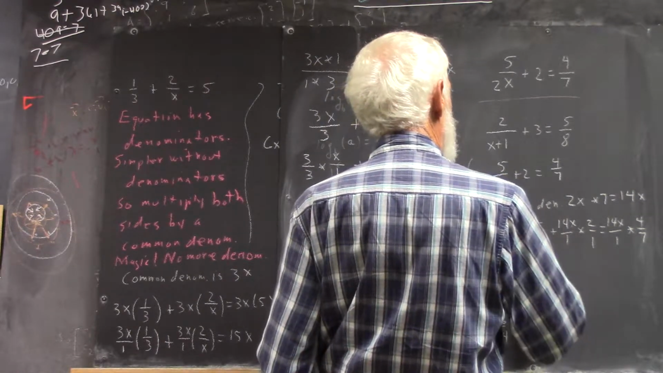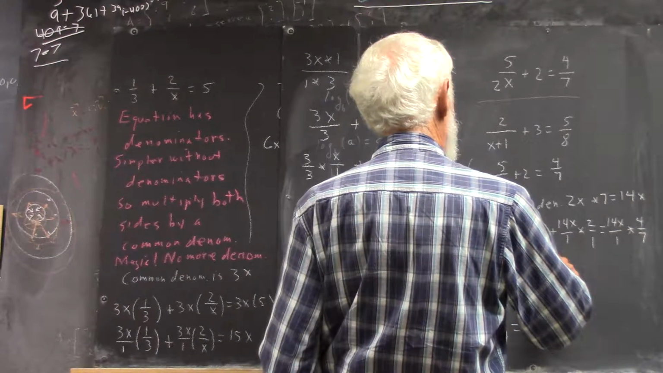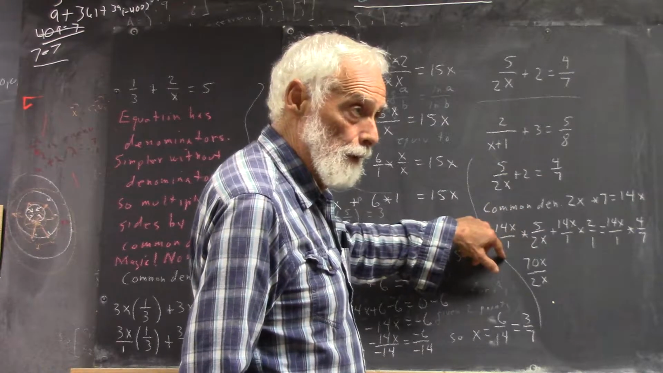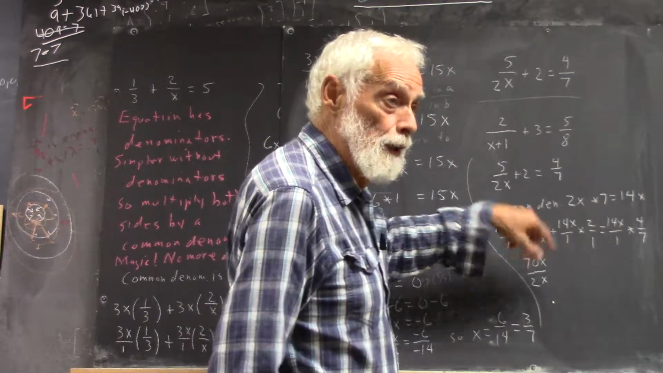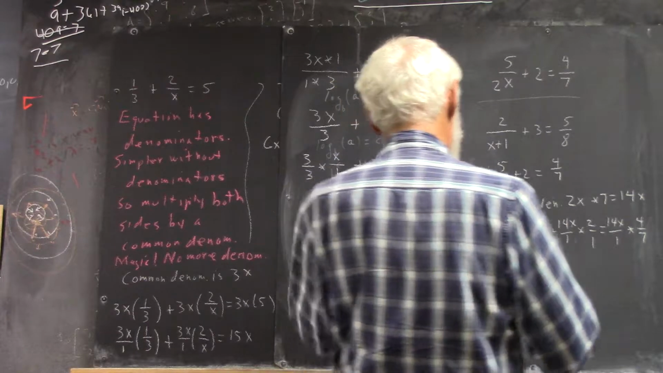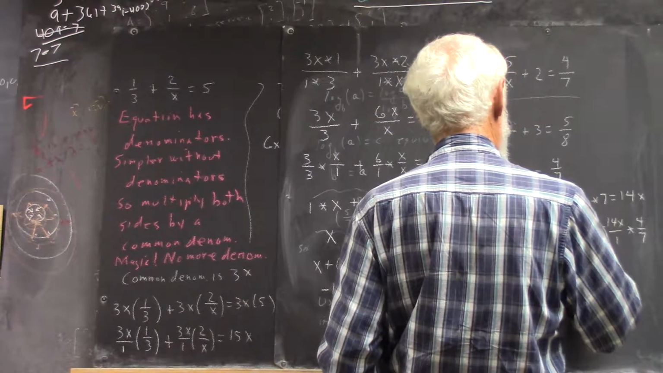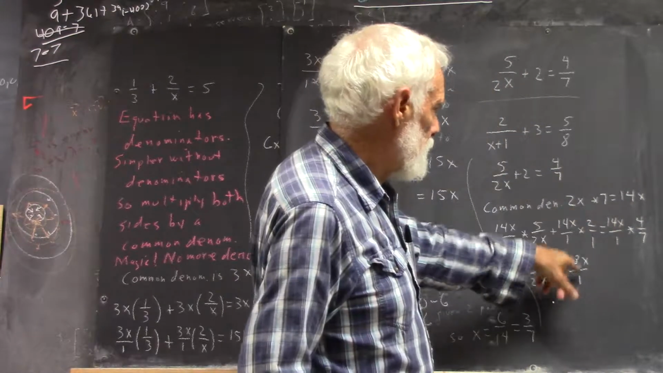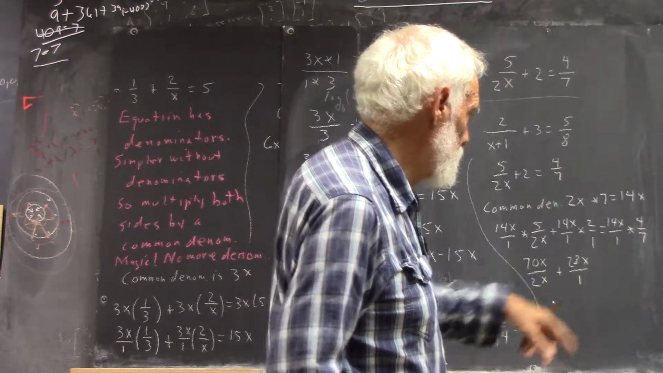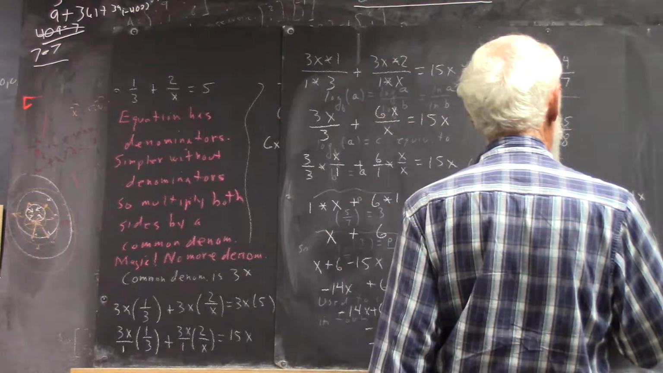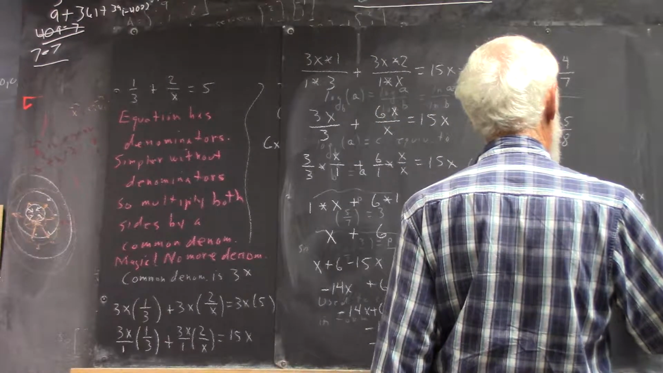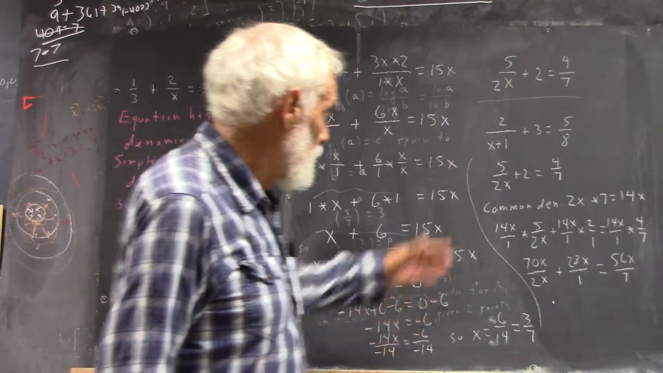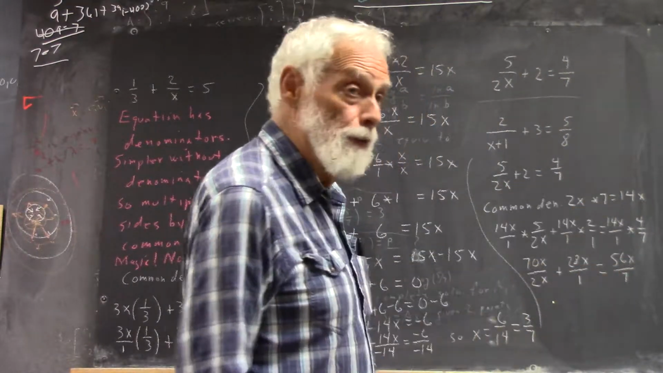So, 14x times 5. Now I'm going to shortcut this a little bit. I'm just going to do the multiplications, because if we know how to multiply fractions, we know we multiply the numerators and multiply the denominators. And 14x times 2 is 28x, and that's over 1. That equals 56x over 7. So just by multiplying by the 14x, we get this.